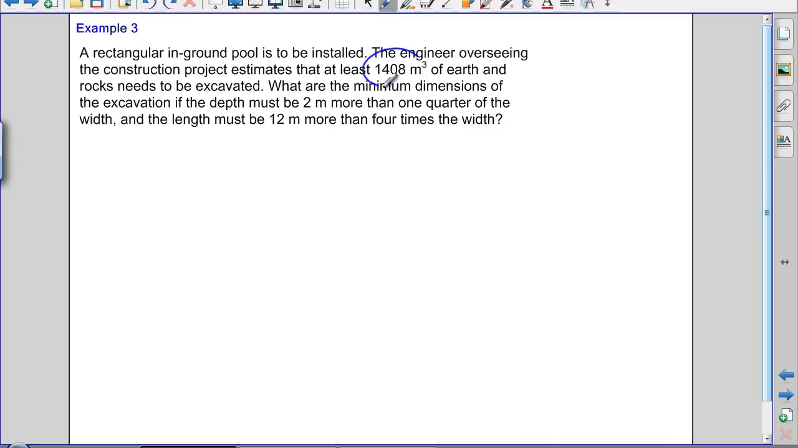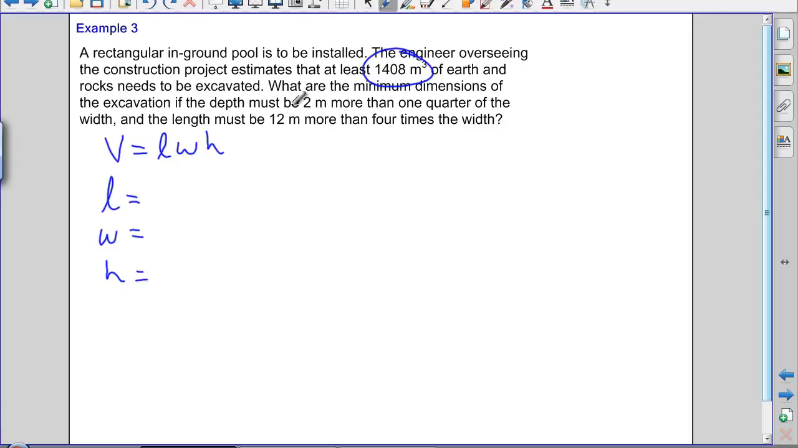dirt. So we need to rid ourselves of approximately 1,408 cubic meters of earth, and they've given us little hints here to what the dimensions are going to be. The question is, what are the dimensions given these criteria? So we're going to use the volume formula of length times width times height to help us find that. What we need to do first of all is determine algebraic expressions for length, for width, and for height.